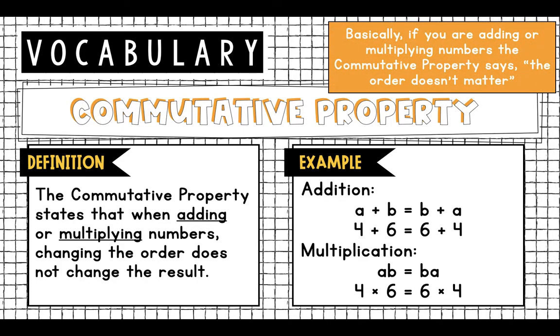Basically, if you're adding or multiplying numbers, the commutative property says the order doesn't matter. You can move those numbers around and you're still going to get the same result. Now remember, this only works for addition and multiplication. It does not work for subtraction or division.